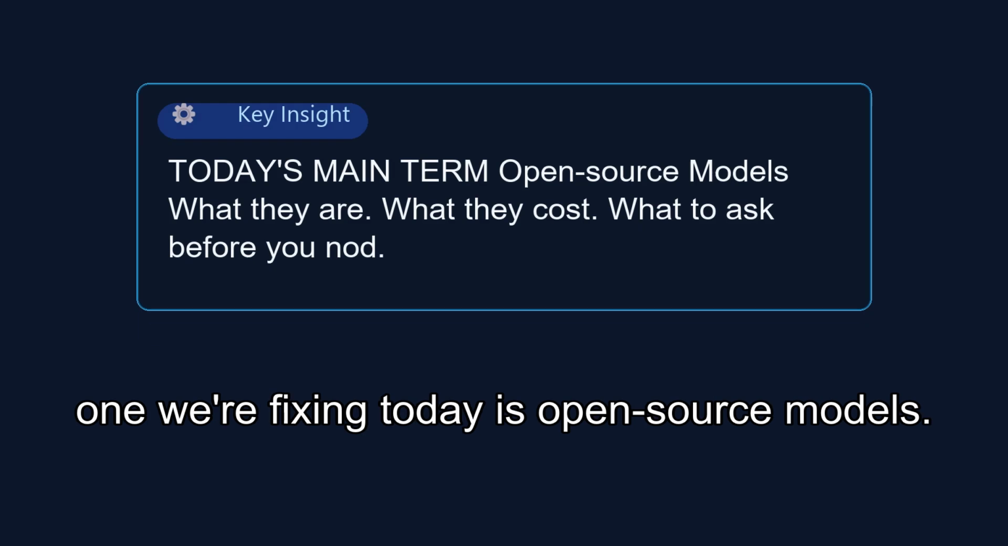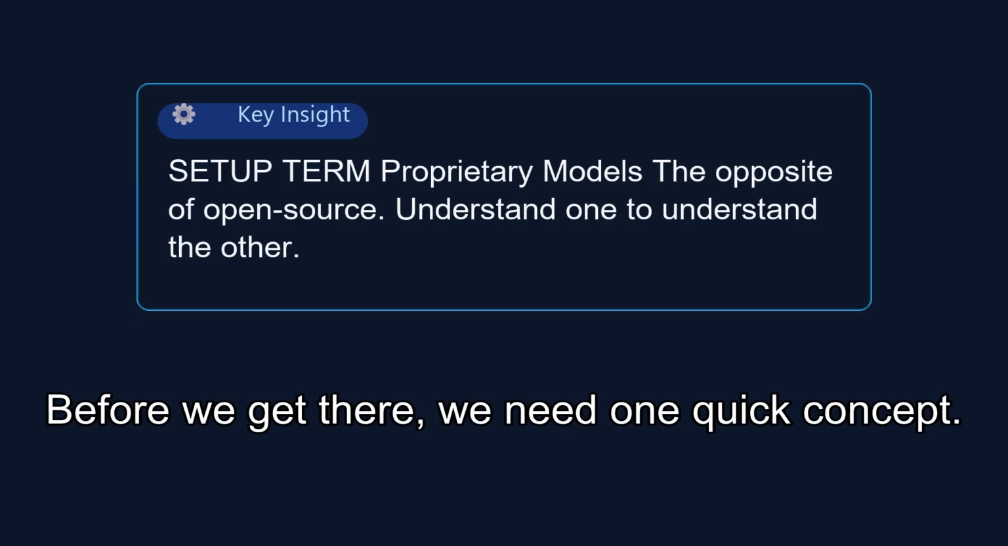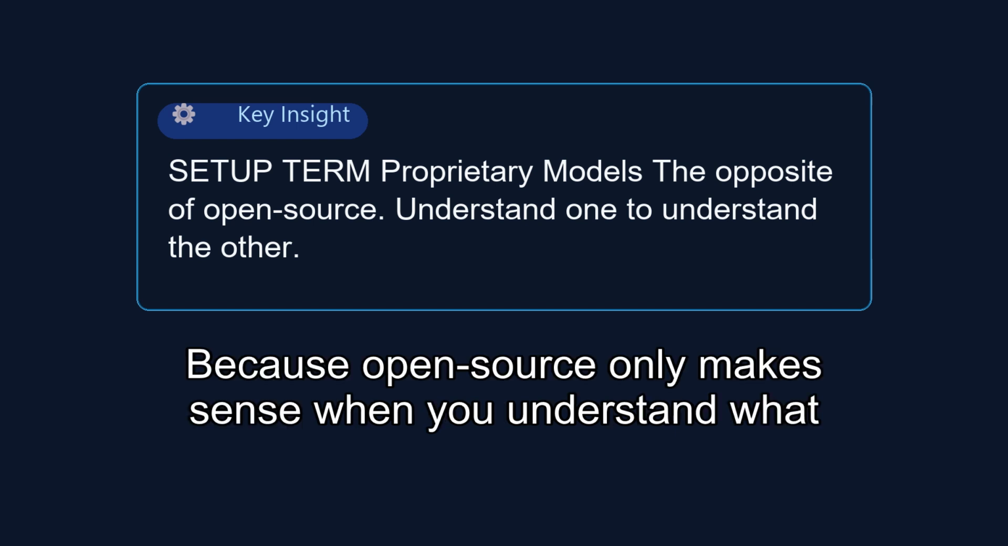More than people admit. The term you were missing in that meeting, and the one we're fixing today, is open source models: what they actually are, what they actually cost, and how to ask the right questions before you're the one nodding. Let's do it. Right. Before we get there, we need one quick concept: proprietary models, because open source only makes sense when you understand what it's the opposite of.